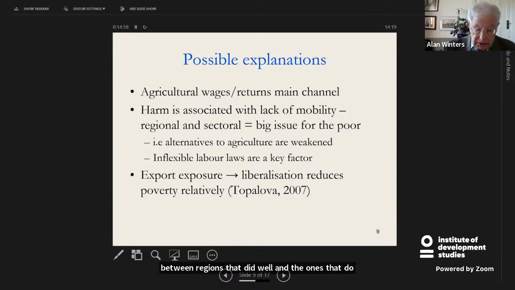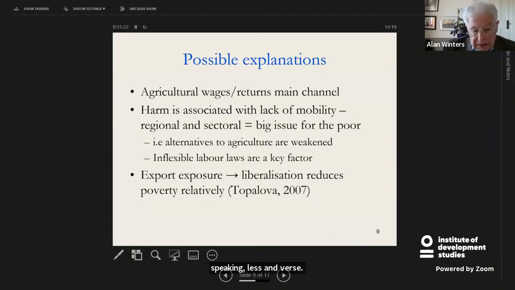And India has got statewide labor laws, so she was able to look, comparing states with flexible as opposed to inflexible labor laws. And she found that actually where labor laws were more flexible, the effects on poverty were less marked, relatively speaking, less adverse.